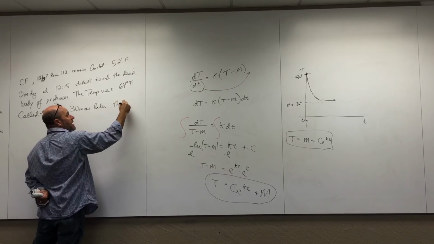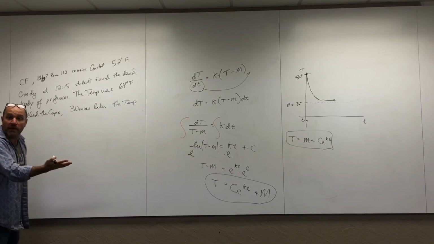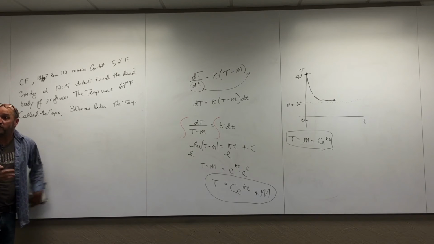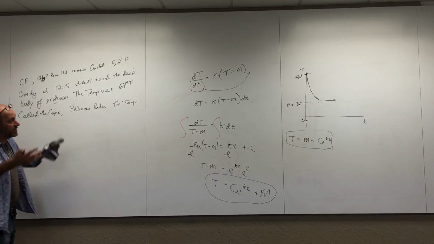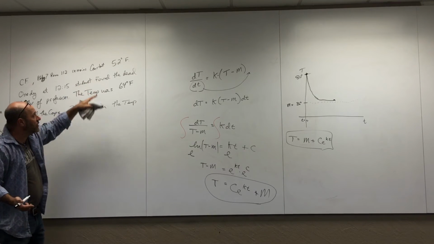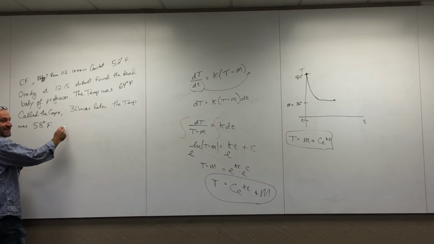The temperature was, this person had died in this room, and their body temperature was approaching the temperature of the surrounding medium, right? The body temperature was approaching 52. Anyway, 30 minutes later, the temperature was 58 degrees Fahrenheit.